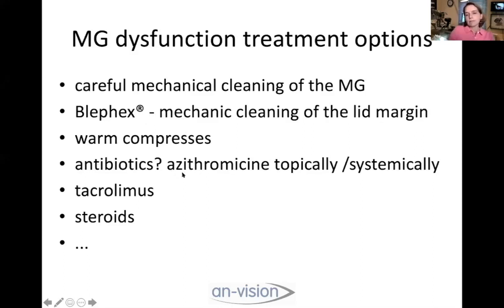In this case, where you have those blocked ducts and you have accumulations, you could also use azithromycin topically or systemically. In Germany, we have eye drops, and you also have a liquid that is for oral application. We use tacrolimus in this specific dog topically, and we use steroids if needed. So this is a lifelong therapy, lifelong warm compresses.